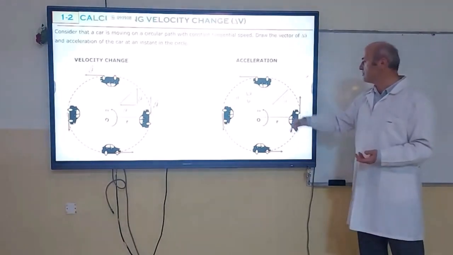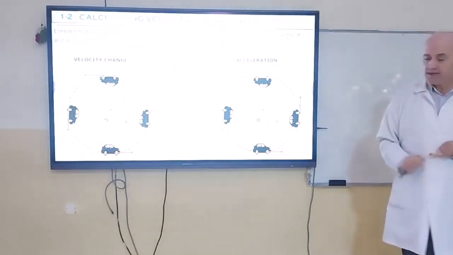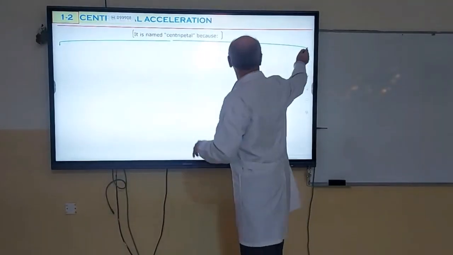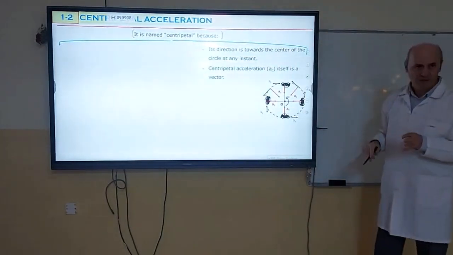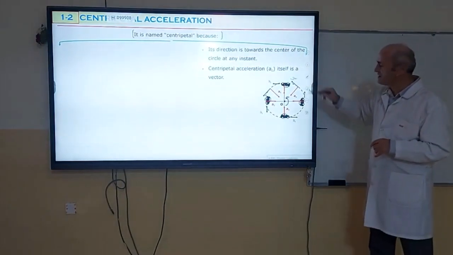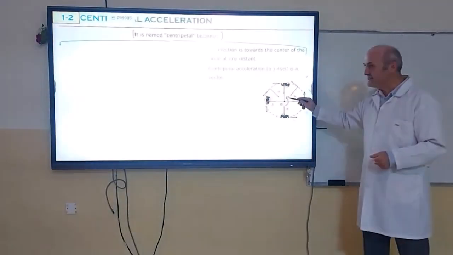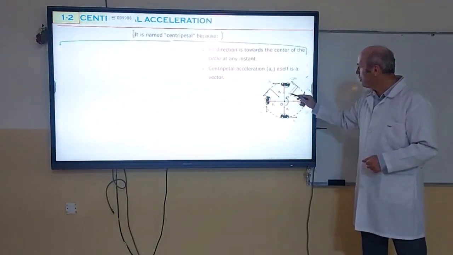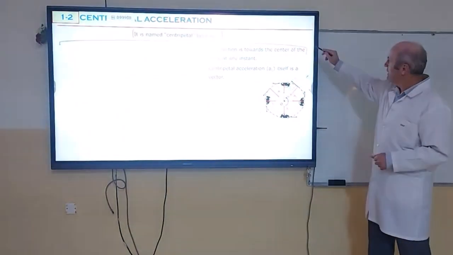This acceleration is called centripetal because its direction is pointing to the center of the circular path. It is named centripetal acceleration because its direction is towards the center of the circle at any instant. Tangential velocity is tangent to the circle, but AC is towards the center of the circle. What about delta V? Also towards the center of the circle.